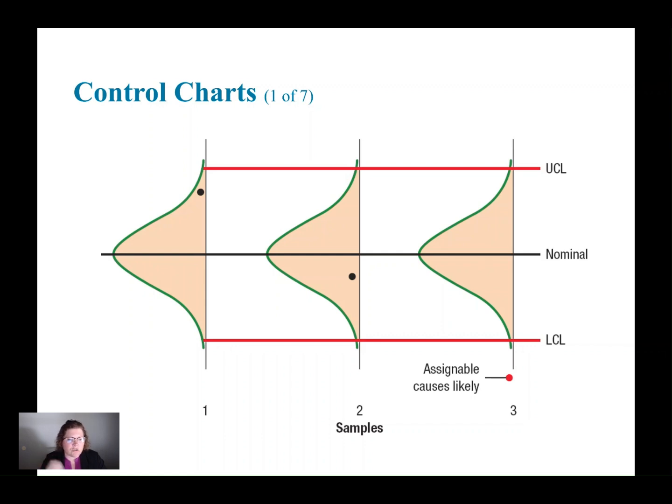So in a control chart you typically would have an upper control limit, a lower control limit, and a center line or nominal line in the middle. And then each sample that you take will have a normal distribution, and you're looking for the average of that sample and whether it falls between these two control limits, the lower control limit and the upper control limit.